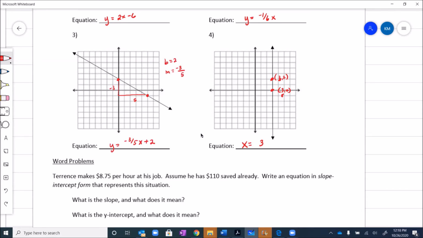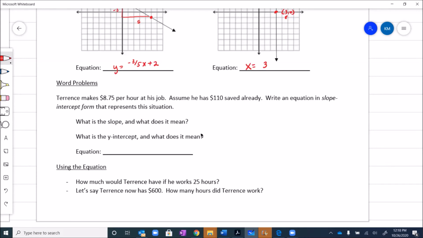Okay. Final question. It says, Terrence makes $8.75 per hour at his job. Assume he already has $110 saved. Write an equation in slope-intercept form to represent the situation. Okay, what is the slope?